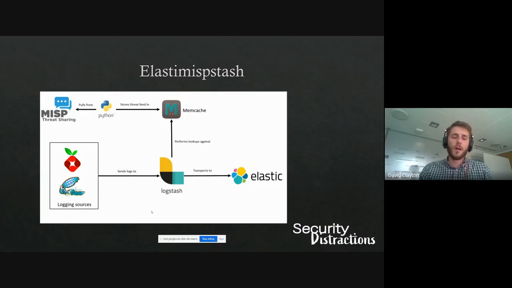So what you see in this picture is your logging sources on the left-hand side. They're sending logs into Logstash. As the logs land in Logstash, Logstash is basically saying, cool, I've got a destination.domain there. I'm going to look it up against Memcache. And if I get a result, I'm going to send it onwards to Elastic. And so here's actually how it is functioning.